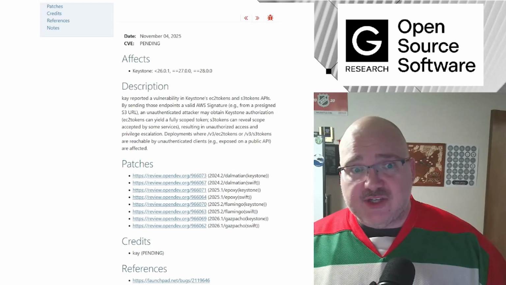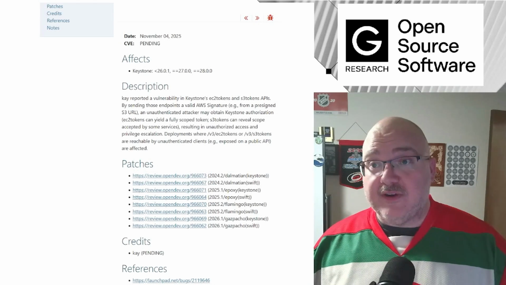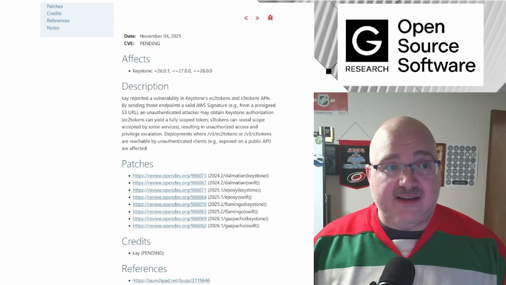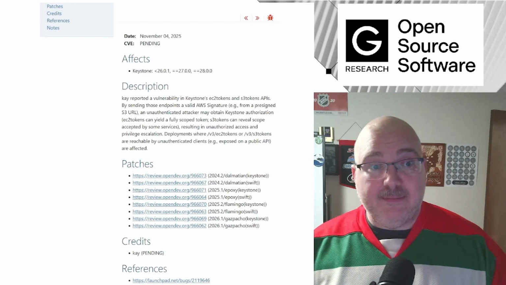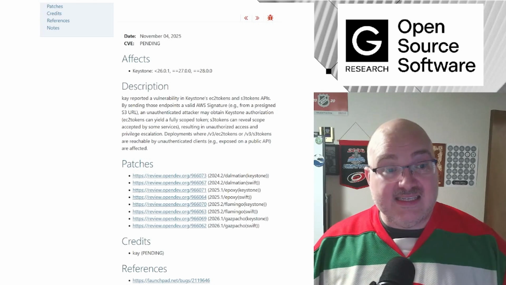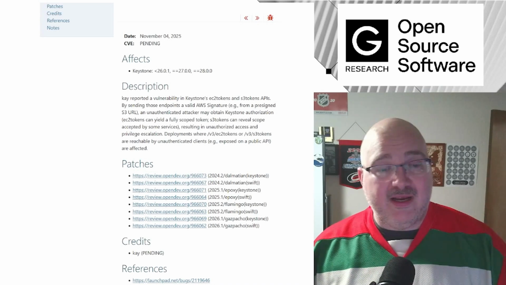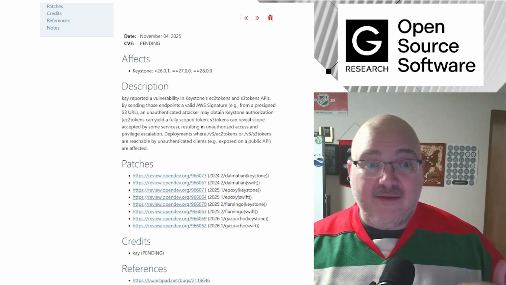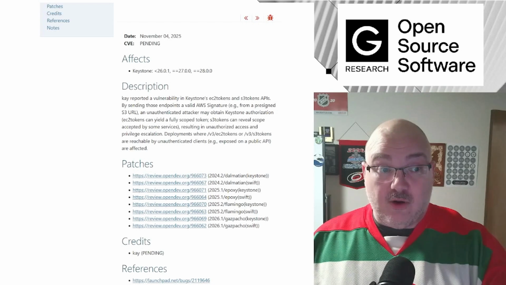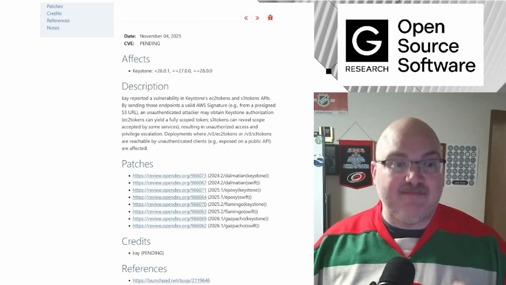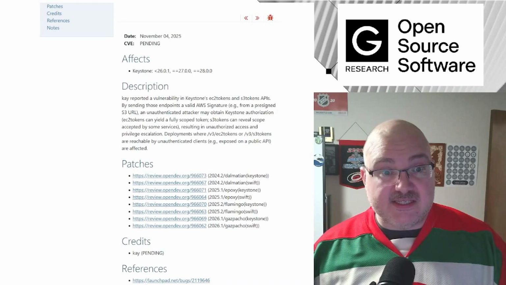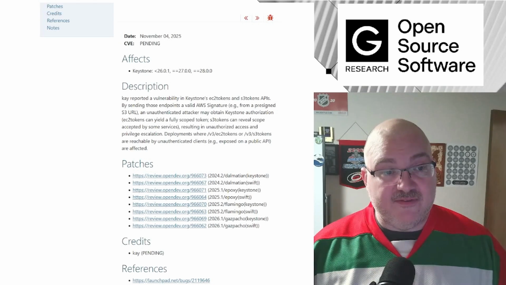So essentially, let's summarize again for you. We've got OSSA-2025-022, which was just published. If you let people hit those endpoints, the EC2 tokens or the S3 tokens endpoint, and get a capability URL, or give those capability URLs out to others, they may be able to break that down and turn it into a Keystone token. That's not great. You're going to need to patch your Keystone. You're going to need to patch your Swift.